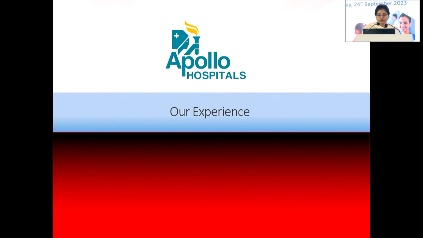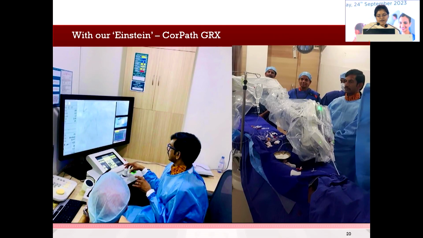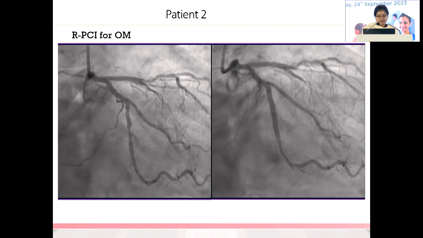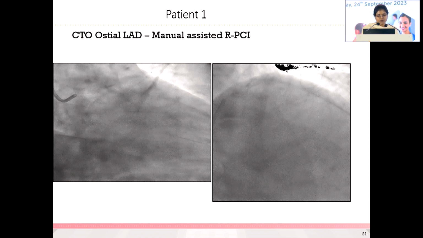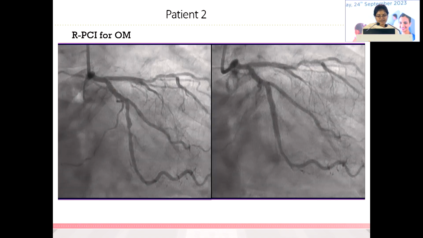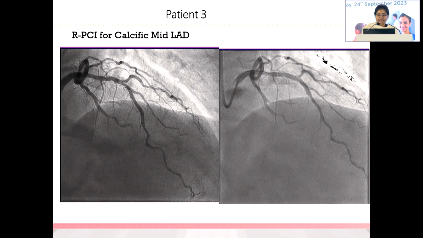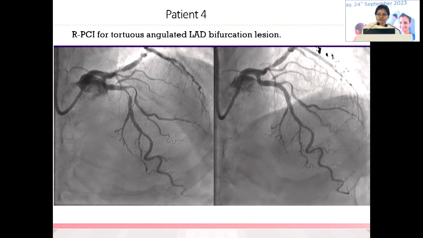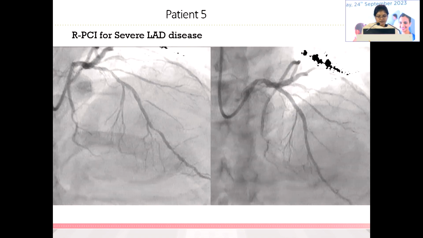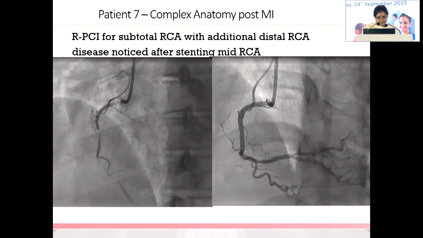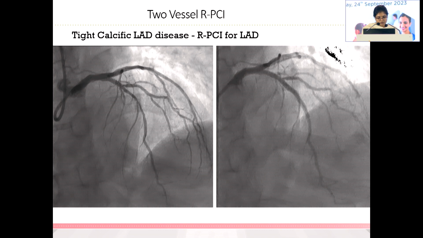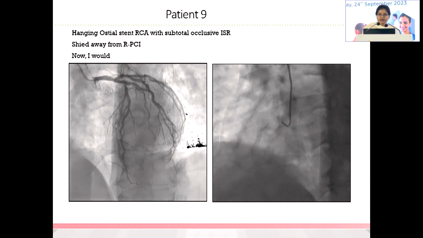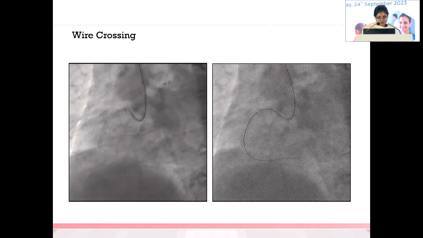And our experience with the robotic system: our Dr. YVC sir is a pioneer in doing robotic PCIs. We had a wide variety of cases which were done with robotic PCI. So we have tackled CTO, ostial lesion, manually assisted robotic PCI, and calcific mid-LAD lesion. Also in tortuous LAD lesions this is useful. Also in occlusive ISR, the robotic system is used.